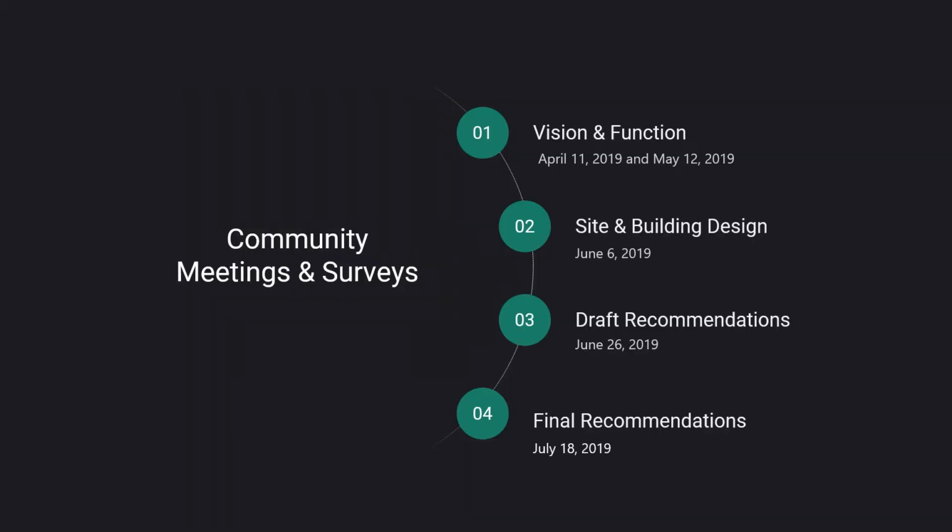To gather input from the community, 5 meetings were held at the Hampden Inn near Union Boulevard. During each meeting, attendees were asked to participate in a survey to provide their input on topics including vision and function, site and building design, and then the 2 last meetings, recommendations were presented and feedback from the community was requested. The same survey questions and resources were also available online at lakewood.org/unionvision.